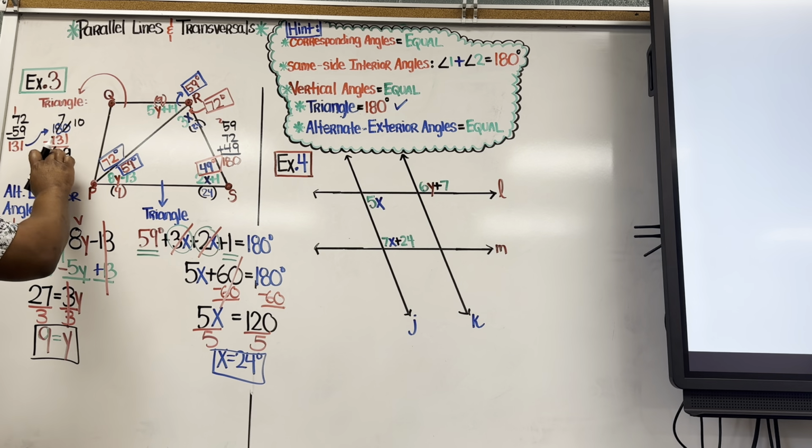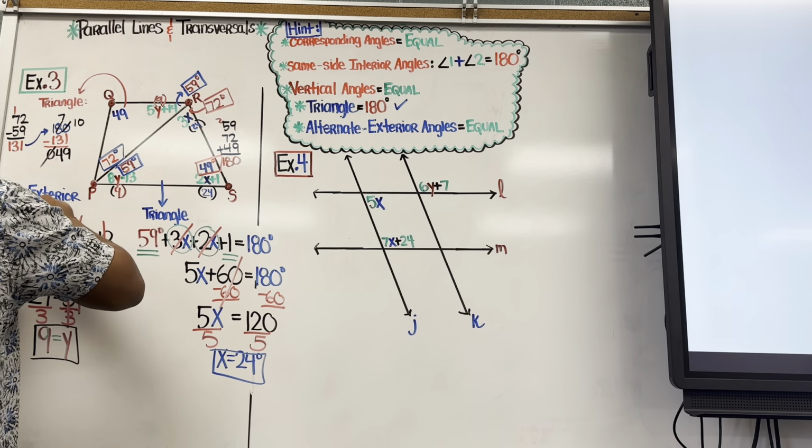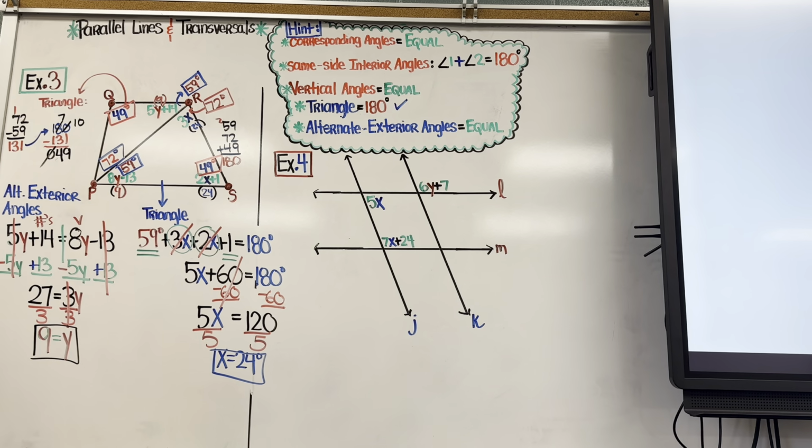oops, I'm sorry. Why did I put 6? I'm sorry, guys. I'm going too fast. 7 minus 3 is actually 4. So that's actually 49 degrees, okay? 49 degrees. So this angle right here would equal 49 degrees. All right, that would equal 49 degrees.